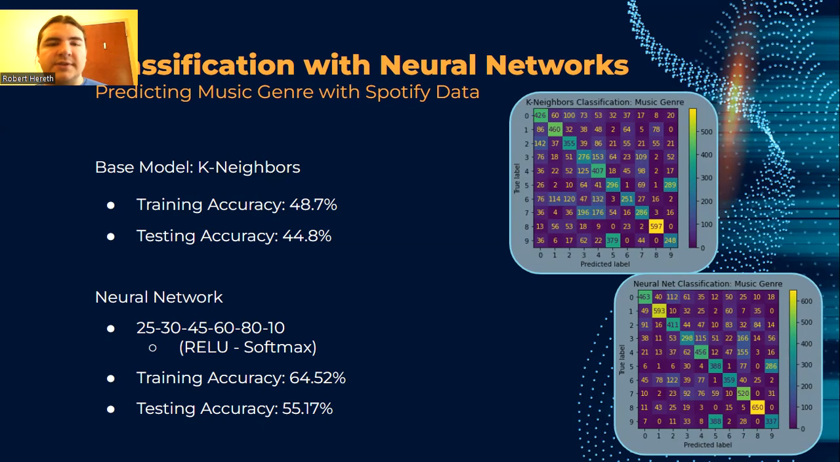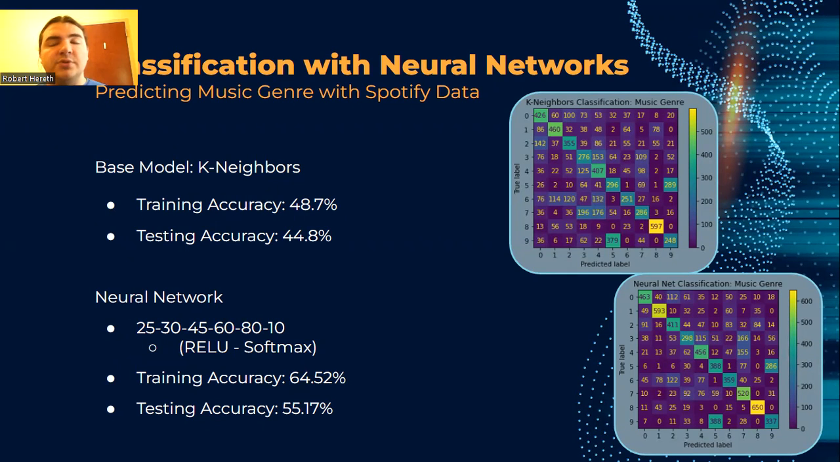Again, I did two different models on this, a K-neighbors and the neural network. The K-neighbors model was able to get a training accuracy of 48.7% and a testing accuracy of 44.8% right out of the box without tweaking any parameters. On that top confusion matrix, you can see the results of it on the testing data.